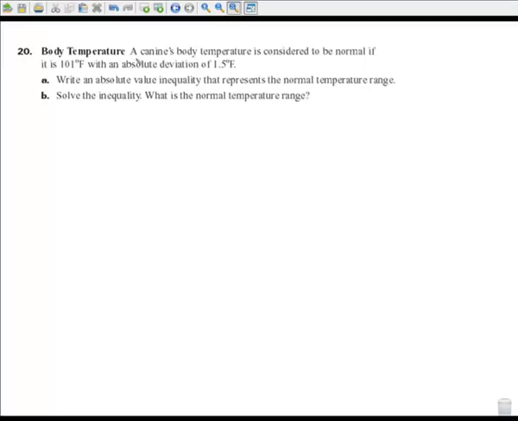Okay, we're talking about a canine here, which is a dog. The body temperature is considered normal if it's 101 degrees Fahrenheit with an absolute deviation of 1.5 degrees Fahrenheit. So they want us to go ahead and write first the absolute value inequality, and that's going to be the absolute value of x minus the healthy temperature, less than or equal to 1.5, it can only vary within the 1.5 degrees. So there's part A.